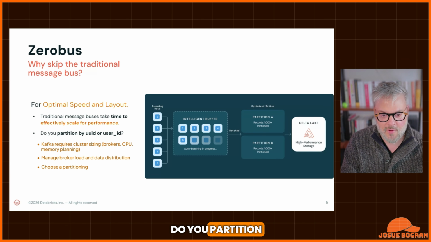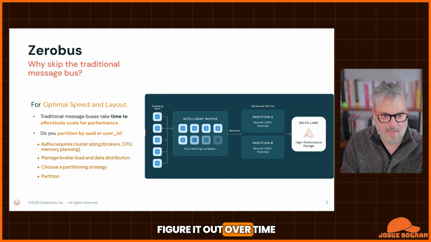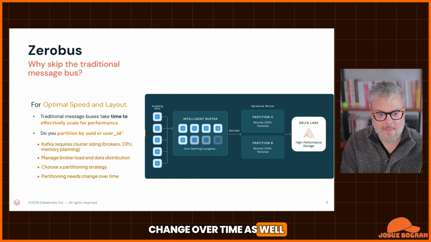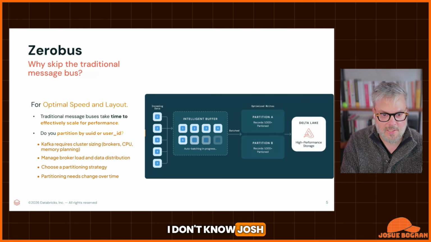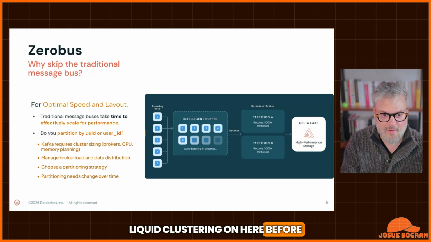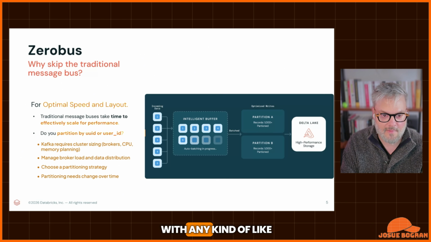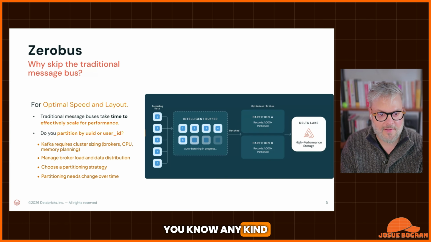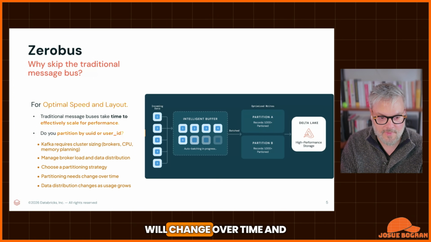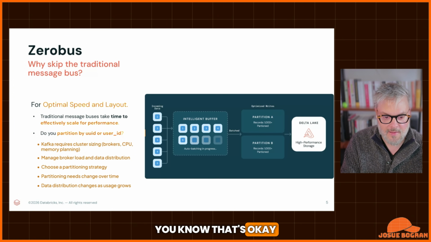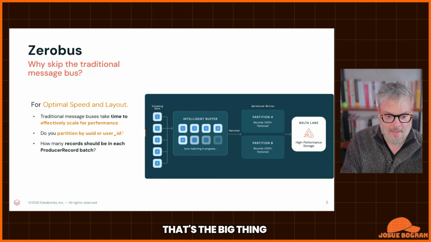So how do you partition? Do I partition by user ID? Do I partition by UUID? Do I try and figure it out over time? These things change over time, in the same way that table partitions might want to change over time. So Josh, you probably talked about liquid clustering on here before, but things change. The needs of a table change over time. The same thing happens with any kind of streaming system. The way that you distribute that data will change over time, and that's okay. But you shouldn't have to think about that. That's the big thing.